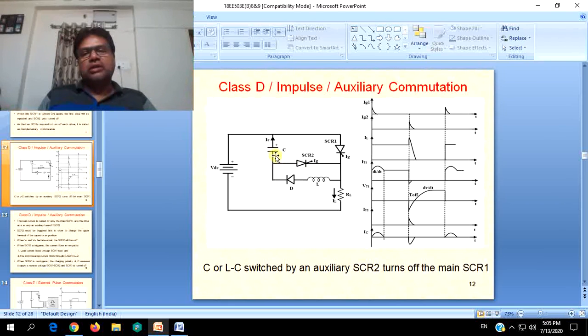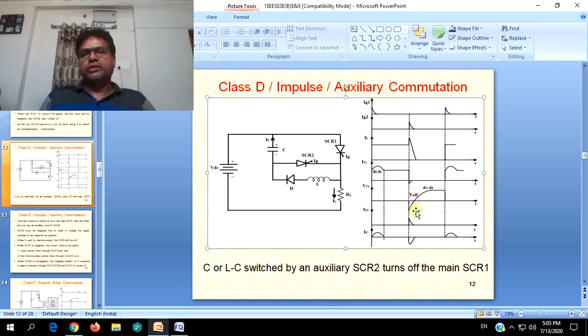Now capacitor current flows via this auxiliary SCR and will oppose the anode current or main SCR current. Main SCR current will fall to 0 and some reverse recovery current flows. It will take a certain time to become 0 again, and turn off will be completed at this spot.